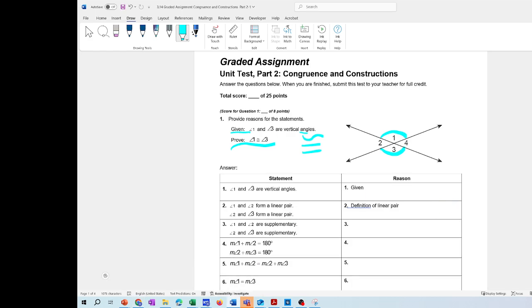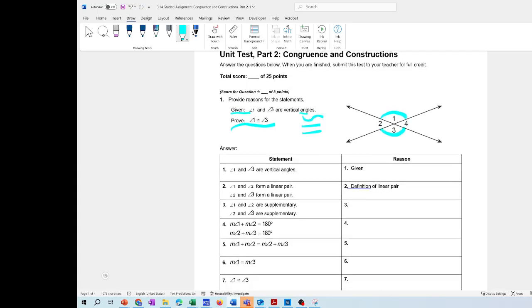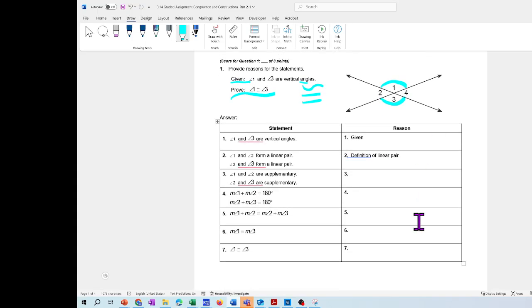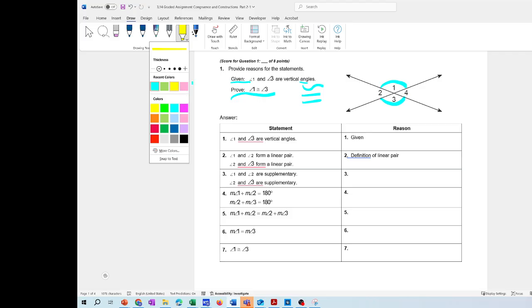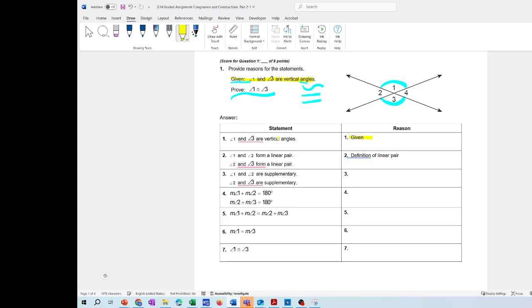So for the second part, for the reason, you're going to be using that list, okay? In this case, angle 1 and 3 are vertical angles. That information is already given for you, okay? Here you have it. So that's why you write it given. Then, angle 1 and 2 form a linear pair. 2 and 3 form a linear pair. So that's the definition of linear pair.